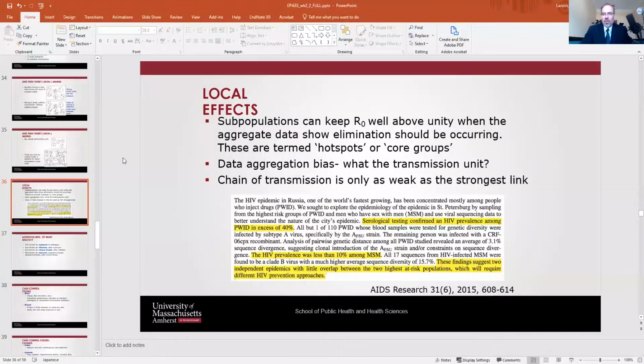A chain of transmission is only as strong as its weakest link. So part of our job as epidemiologists and public health people is to find that strong link and break it, and then potentially break transmission overall.